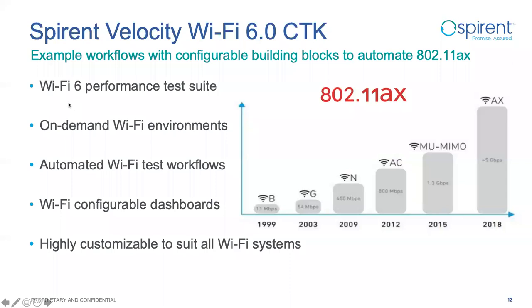And again, we're focusing on Wi-Fi 6 performance test suites. It's also configuring and setting up on-demand Wi-Fi environments. That's obviously a pillar of our lab as a service platform of Velocity, to create environments to systems under test. So we're going to have these automated Wi-Fi test workflows and configurable dashboards. Every customer that you'll meet will have a different set of ways in which they will want to view their data. I'll show you some examples of how we've configured those dashboards.